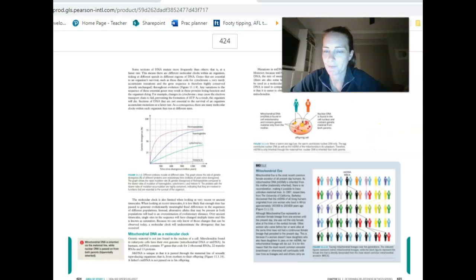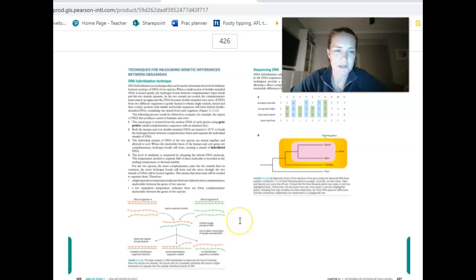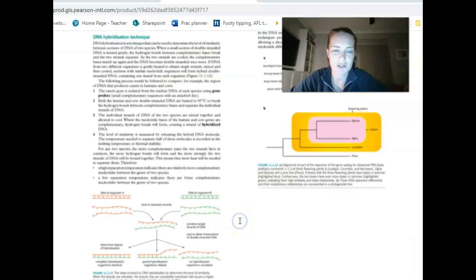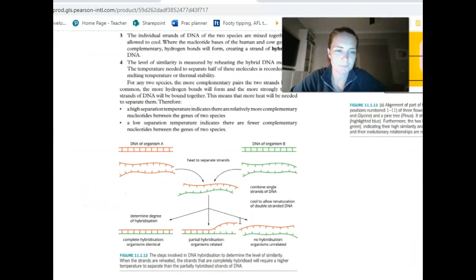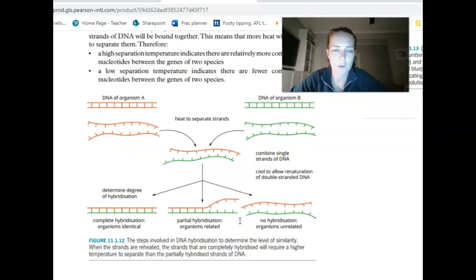There we go. Okay, so this diagram in your textbook takes you through those stages quite nicely. But once we've got our hybrid DNA form, don't forget that there is this final stage of reheating the DNA, and that allows us to establish how alike the two species were. So if we've got our three examples here, this form of hybridization is tightly bound, so it's going to require a higher temperature in order to denature it.